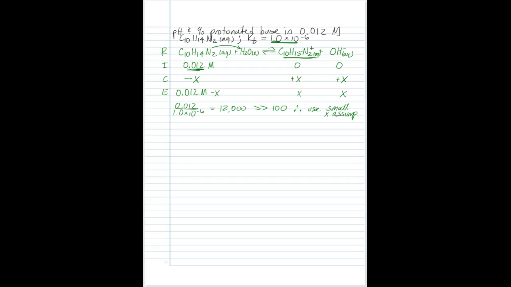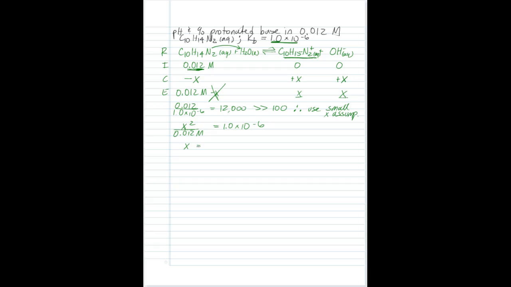Okay, so now let's go through this. The way that we use the small x assumption is I'm going to ignore that minus x in the equilibrium row, because that's going to make my calculations a lot easier. We're not going to have to use the quadratic equation. And let's write the expression for K, because we have a Kb value. So that's x squared, because we have the two x's multiplied by each other in the products row, over simply 0.012 molar. We set that equal to 1.0 times 10 to the negative sixth, and we solve for x.